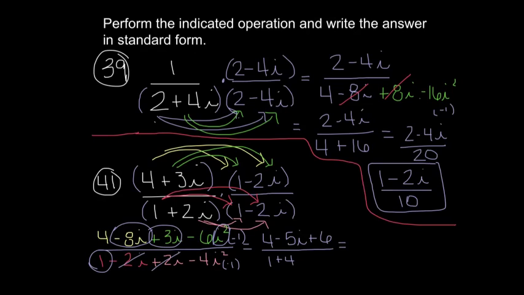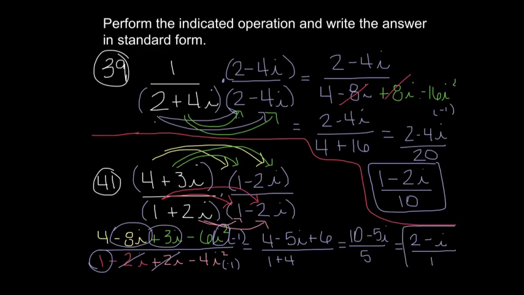In the numerator, I have the 4 and the positive 6, which is 10. I have the minus 5i. That will all be over 1 plus 4, which is 5. And then just like before, all three of these terms can be divided by the same number. They can all be divided by 5. So 10 divided by 5 is 2, minus 5i divided by 5 is i, or 1i, all over 1.